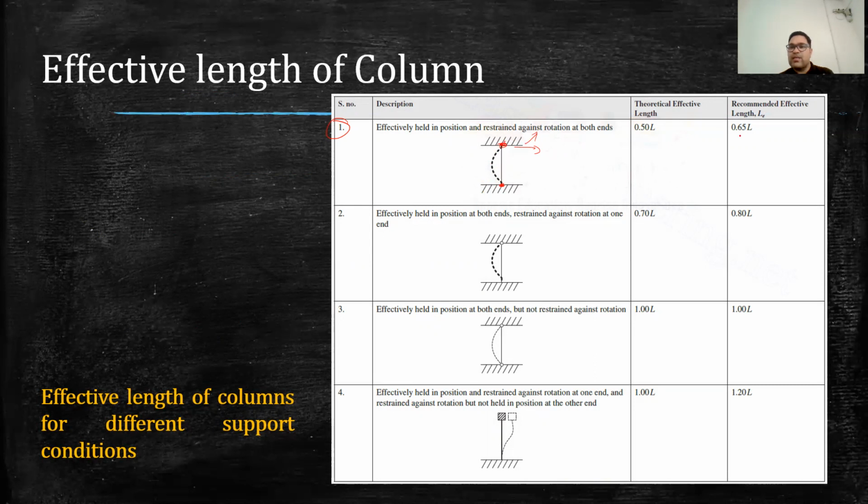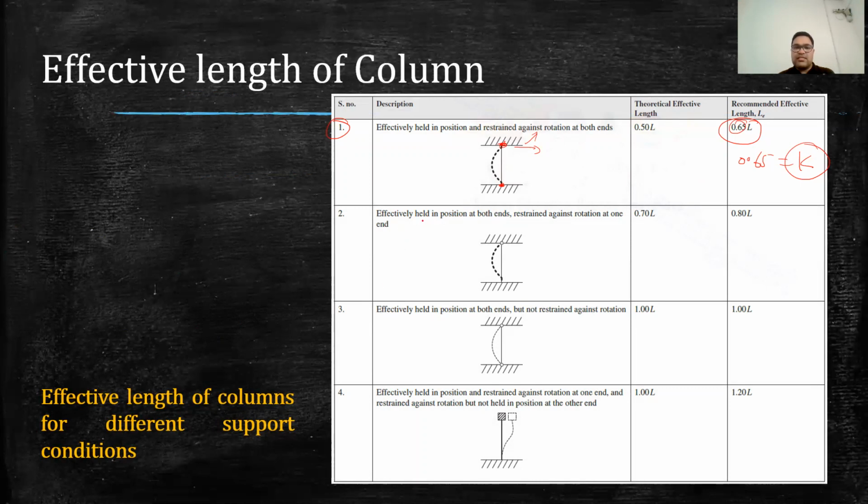And in that case, the recommended value of effective length will be 0.65 times L. So in this case, 0.65 is basically the value of K. So this is how we calculate the effective length.